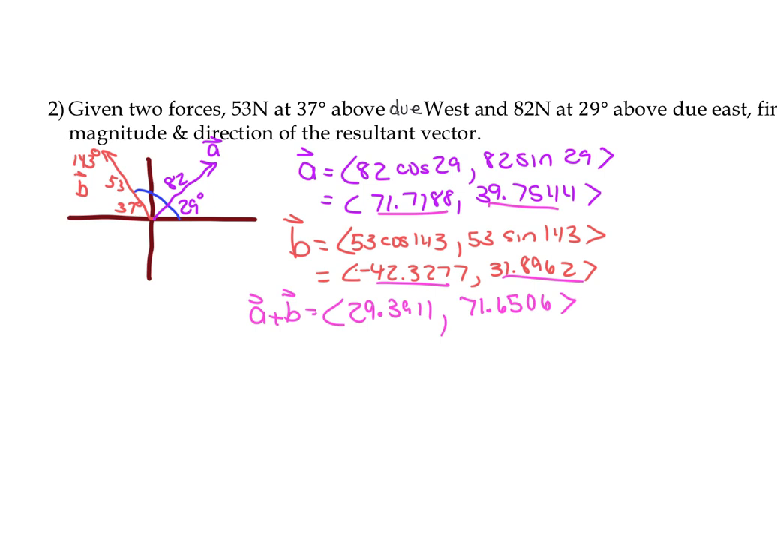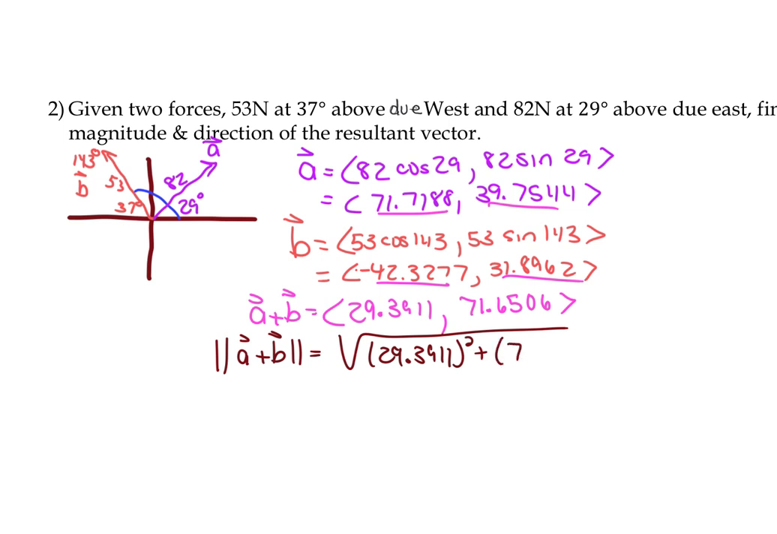Now we're going to find the magnitude. So A plus B, and that is the components of our resultant squared under the square root.